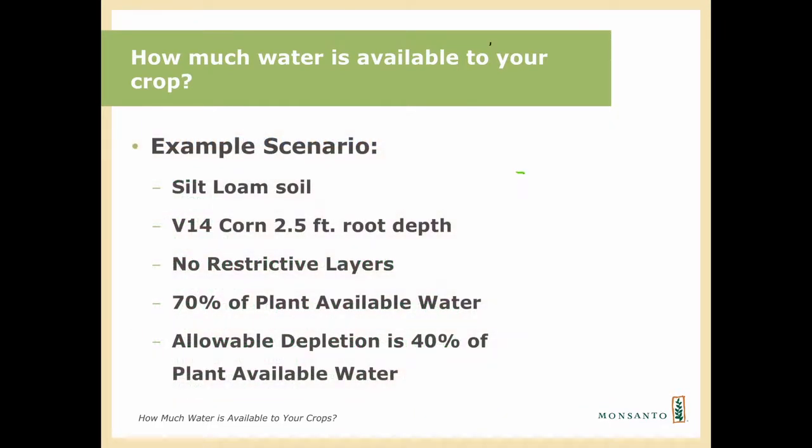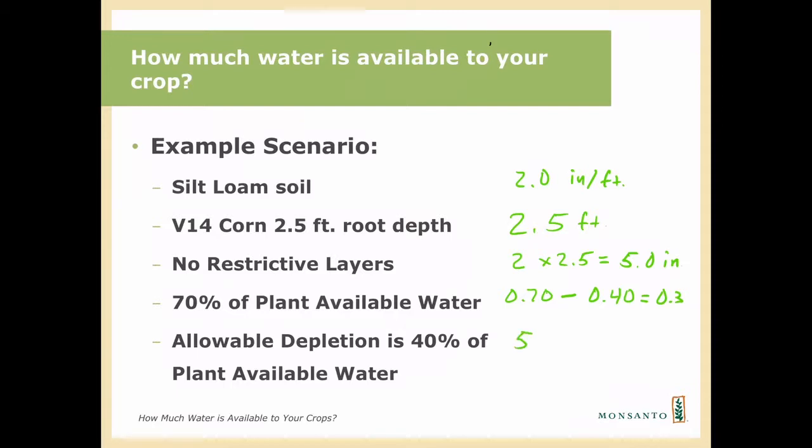We've got 2 inches per foot of plant available water. We've got a 2.5 foot root depth. So if we multiply those two together, the 2.0 times the 2.5, it actually gives us 5 inches of available water. We've got 70% of that water still plant available, so you've got 0.7 minus 0.4, the depletion, gives us 0.3 or 30% of plant available water remaining. We take that 5 inches times the 30%, and that gives us 1.5 inches of plant available water that the corn can use before we need to irrigate.